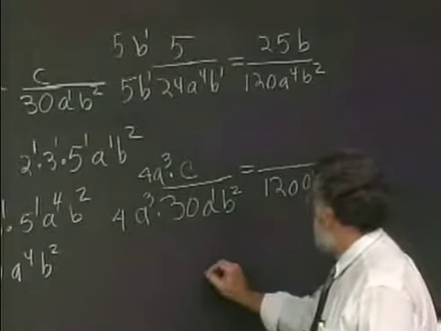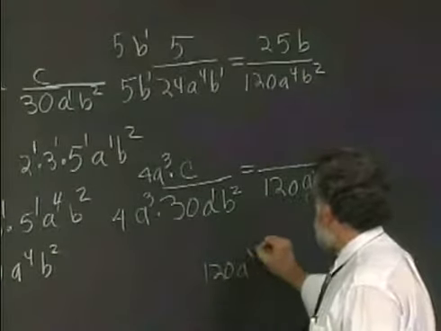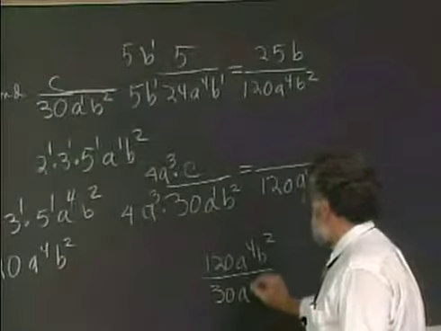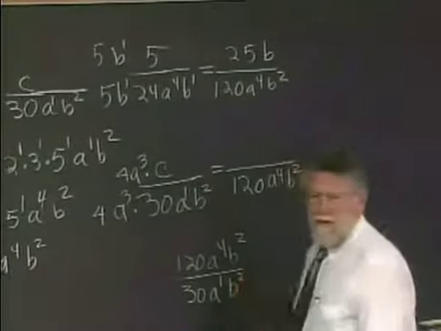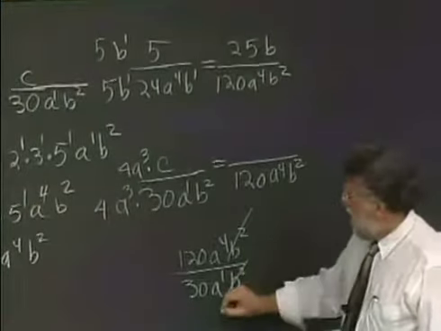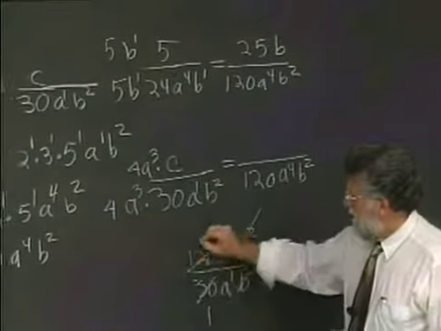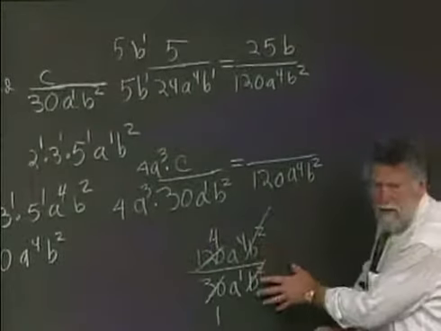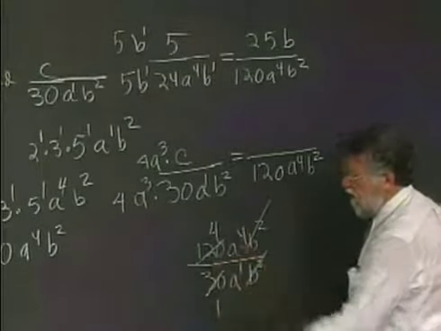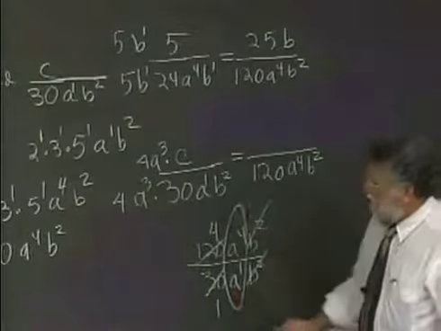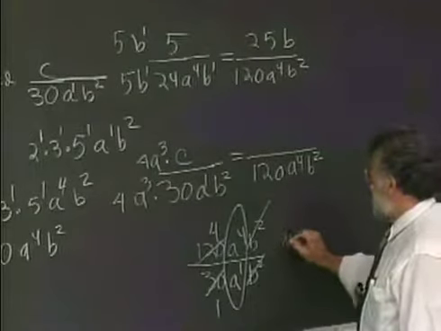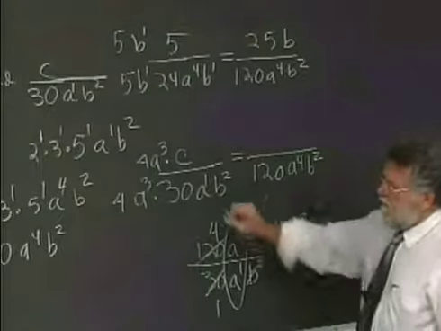Okay, if I take 120 a to the fourth, b to the second, and divide it by 30, a to the first, b to the second. So I have the b to the second over b to the second is a 1. The 120 over 30 gave me a 4. And what is a to the fourth over a to the first? A to the third. So this all comes out 4a to the third, correct?